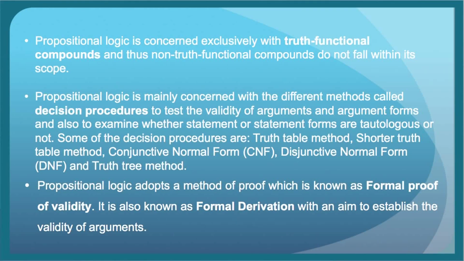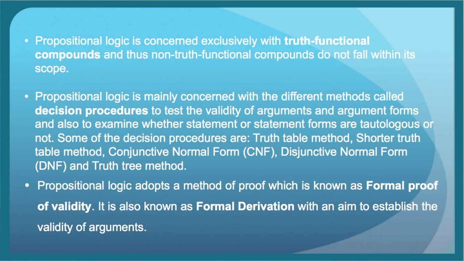Now, conjunctive normal form CNF, disjunctive normal form DNF, and truth table method, these three are the methods which are used in propositional logic: the truth table method, the shorter truth table method, and the conjunctive normal form. Propositional logic also adopts a method of proof which is known as formal proof of validity. It is also known as formal derivation, with an aim to establish the validity of an argument.